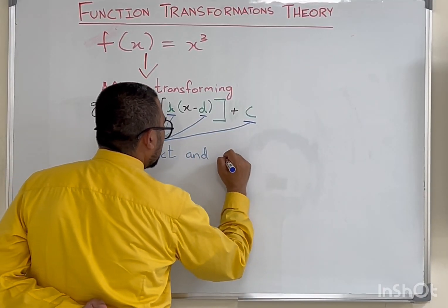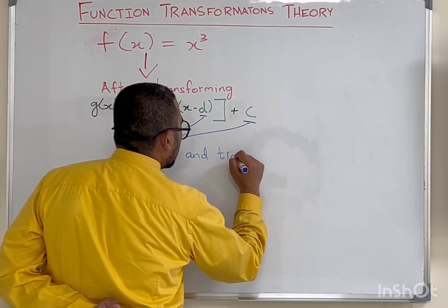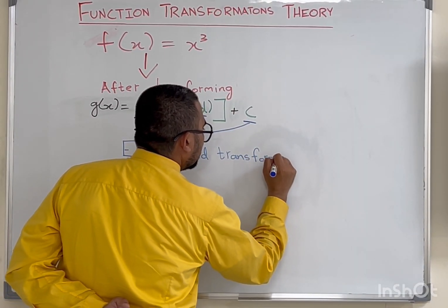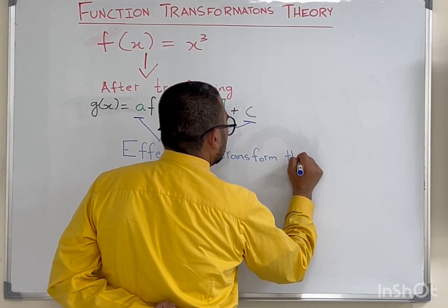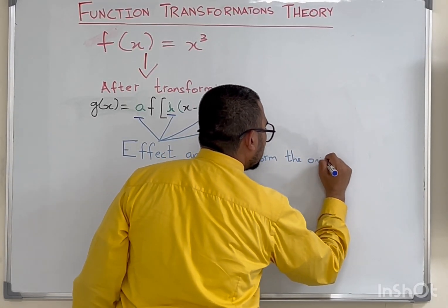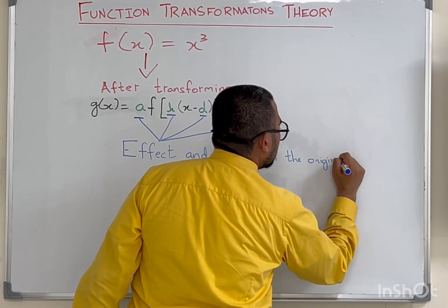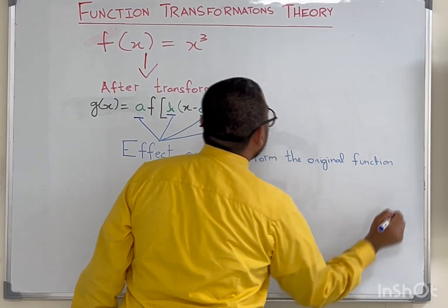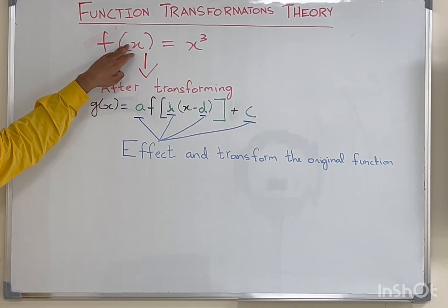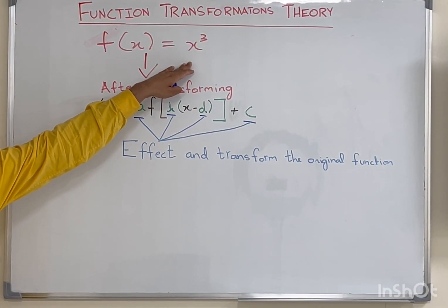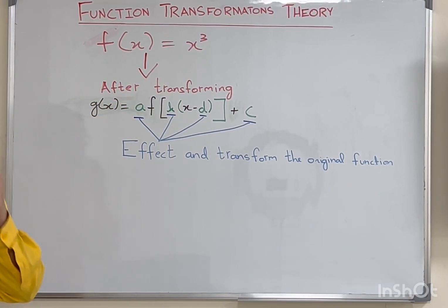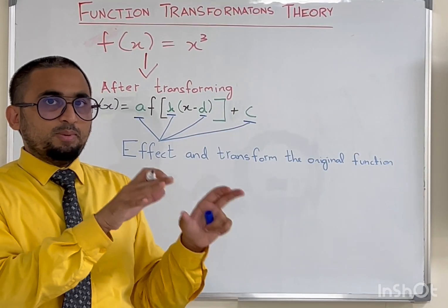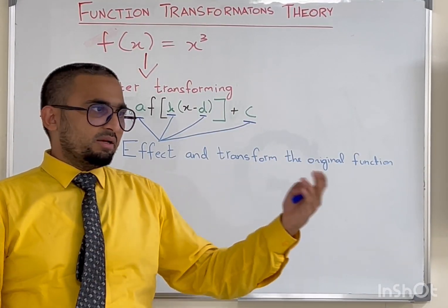and transform the original function. So we have the original function as f of x is equal to x cubed. Today we are not drawing it, so just understand the theory first. In the next video, I'm going to explain it with a graph and I'll give you the example.